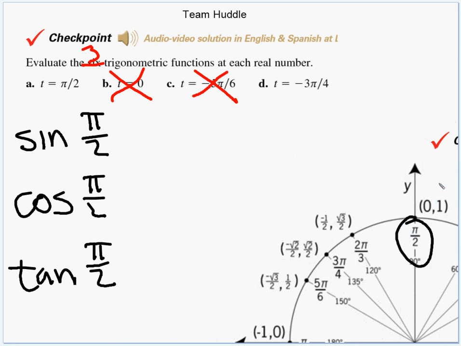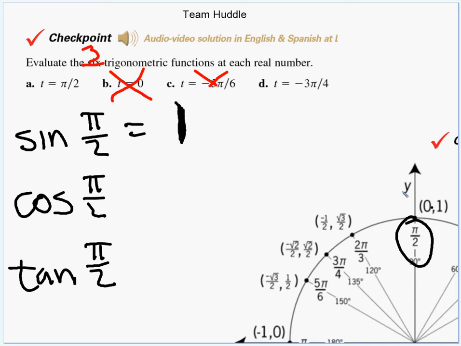So here is our sine value. Sine value is 1. Why is my pen not working? Okay, that is 1, and my pen is still, there we go, 1.